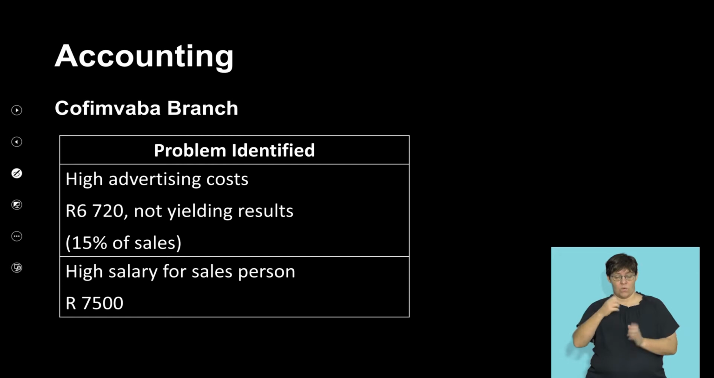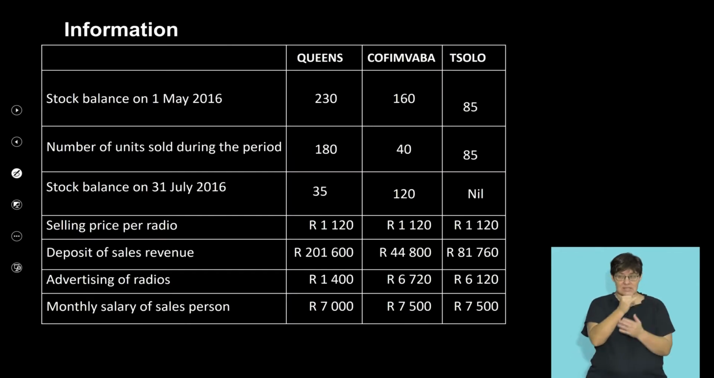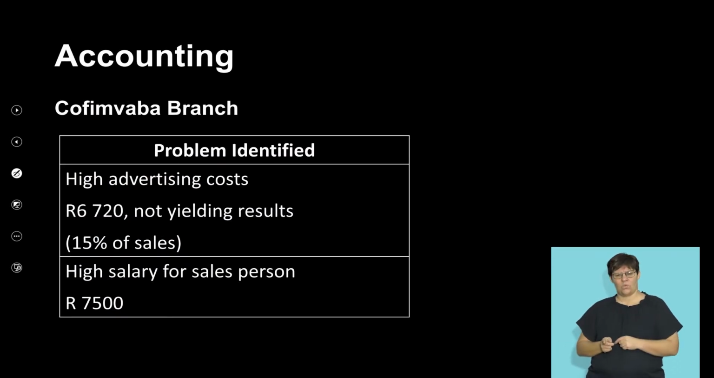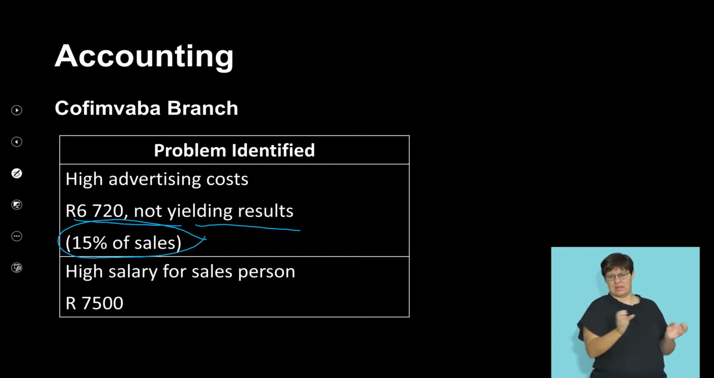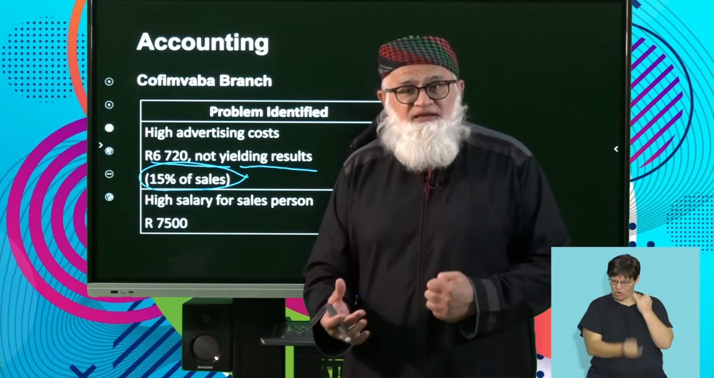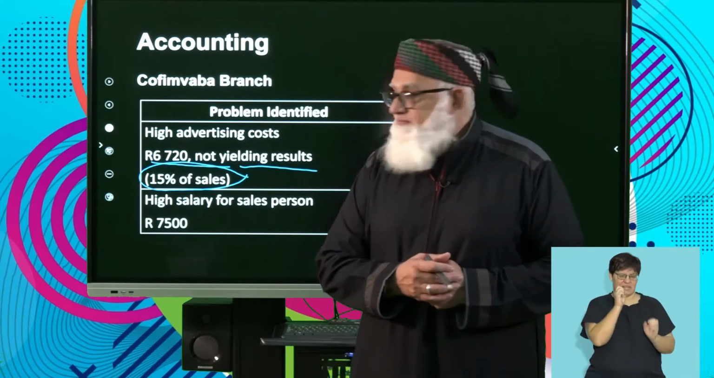We've identified Kofivamba. We said high advertising cost, and this is still the Kofivamba branch. Let's go back and see what we identified here. We have advertising of 6,720. Remember, that's the branch that we're looking at, okay? And we can see that although there is high advertising, 6,720, it's not yielding the results. Clearly, you can see that. So it means that there's something wrong with your advertising campaign as far as this branch is concerned.